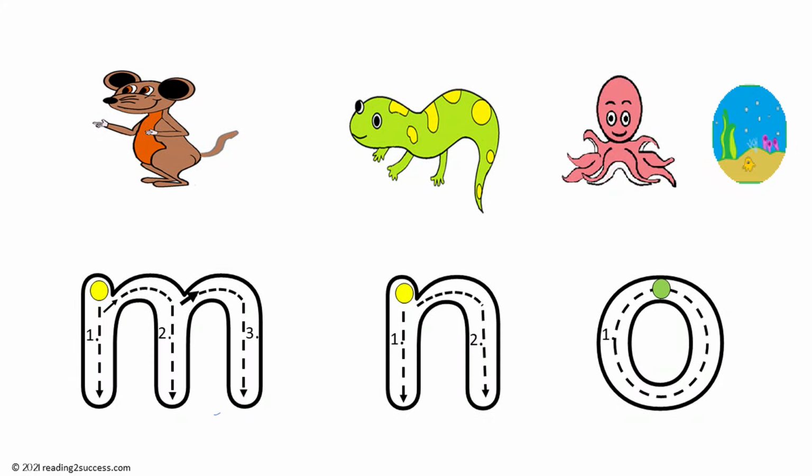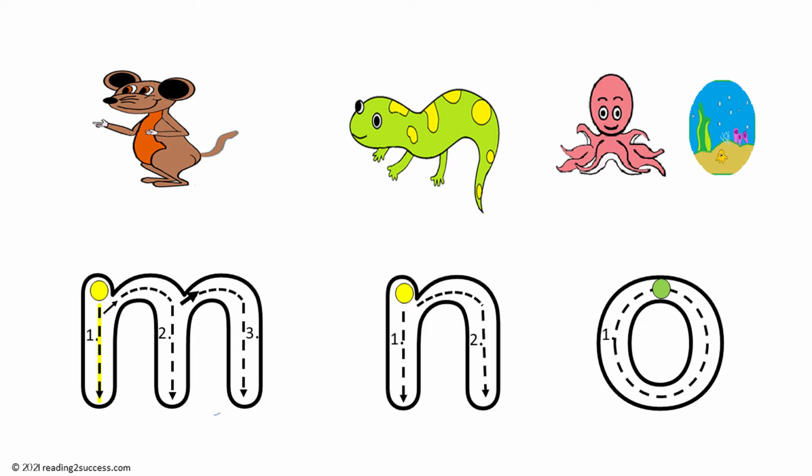The next letter card has the three letters M, N, and O. M is a consonant, and it makes a M as heard in the beginning of mouse. N is a consonant and makes the N sound heard in the beginning of newt. And O is a vowel. It has two sounds, the short sound of octopus, and the long sound of O as heard in ocean.